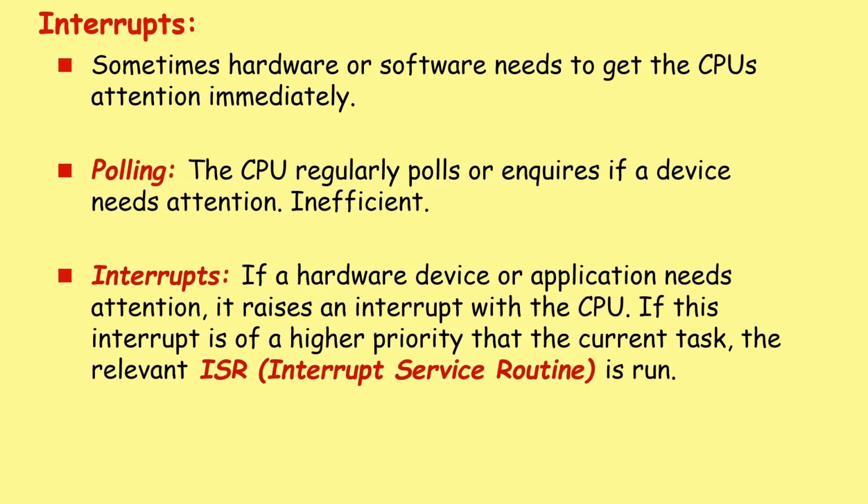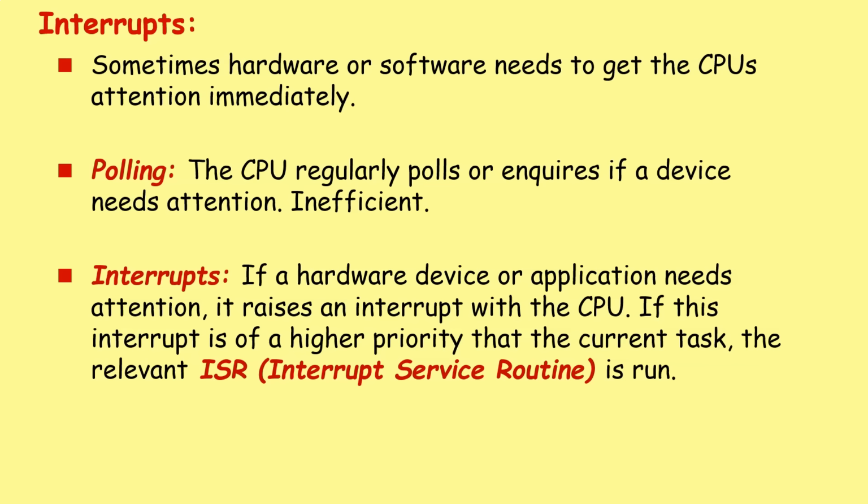Interrupts. Sometimes hardware or software needs to get the CPU's attention immediately. Polling: here the CPU regularly polls, or inquires, if a device needs attention. This is inefficient because usually the answer is no. A more efficient solution is interrupts. If a hardware device or application needs attention, it raises an interrupt with the CPU. Technically, if it's an application, it's software, so it's raising it first with the operating system.